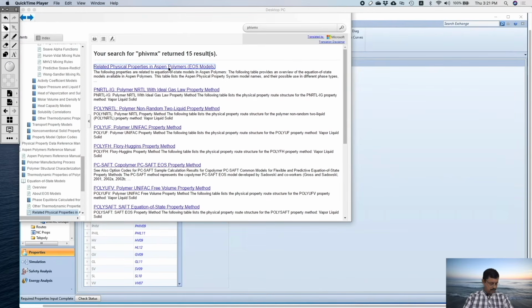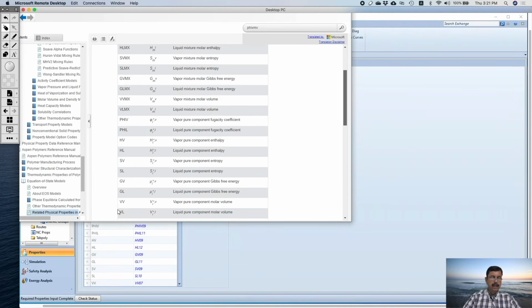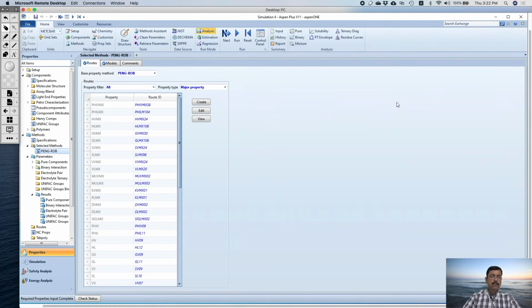So if you click on this, it is vapor fugacity coefficient of a component in a mixture. Similarly, PHIV, it is vapor pure component fugacity coefficient. SV and SL, they are vapor and liquid pure component entropy. Similarly, you have notations for Gibbs free energy, molar volume, enthalpy, etc. All of them you can get from help file.